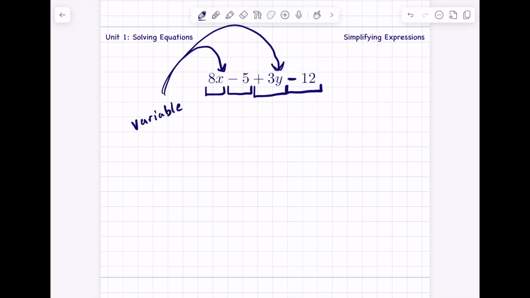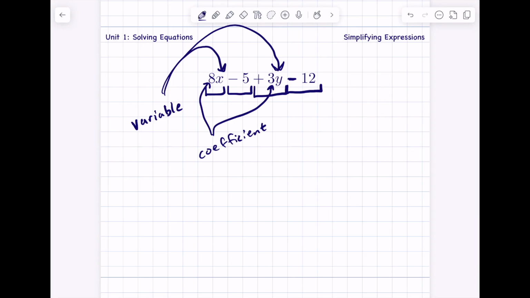The number that is in front of each variable is called a coefficient. All right, that is called a coefficient. So we have a coefficient of 8 in front of x, so we just say 8x or 8 times x. And we also have a coefficient in front of y that is 3, so 3y or 3 times y. Okay, that's multiplication that's going on.